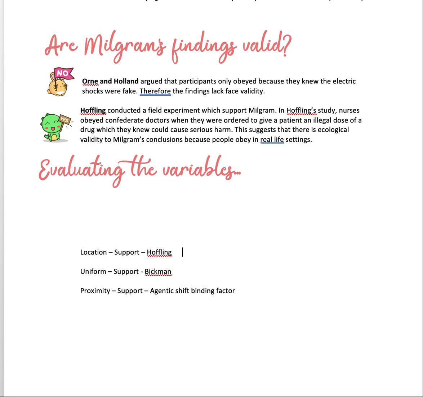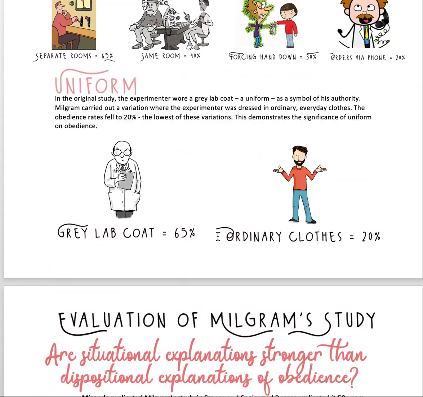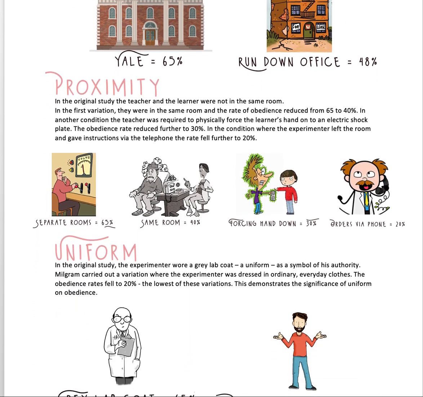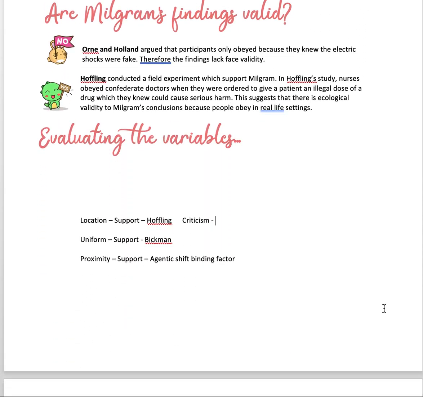And then the criticism of location is that it was the kind of least significant in terms of the variables. So the obedience rates were still 48% in the rundown office. So really, there's not a huge difference in those statistics. So really, location didn't play a great role because they haven't reduced that much. That's still a very high rate of obedience in the non-prestigious location. So it's not that significant.